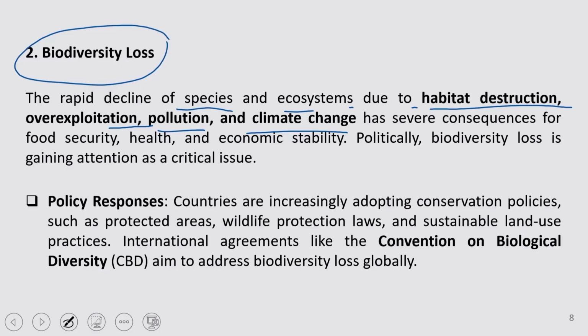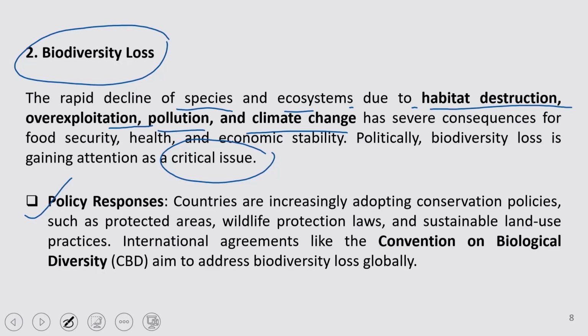And politically, biodiversity loss is gaining attention as a critical issue, because as we are seeing, biodiversity loss ultimately leads to environmental conflicts between or among different countries. Now we will be seeing what kind of policy responses there are in the context of biodiversity loss. Countries are increasingly adopting conservation policies like protected areas, wildlife protection laws and sustainable land use practices. In this regard, there are international agreements like the CBD, the Convention on Biological Diversity, which basically aims to address biodiversity loss internationally.